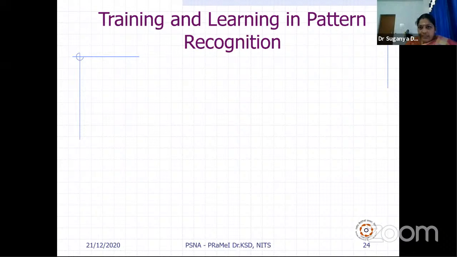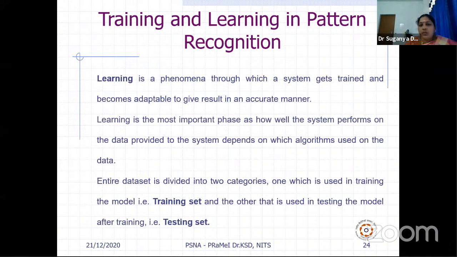So, training and testing in pattern recognition. Learning is a phenomenon through which a system gets trained and becomes adaptable to give results in an accurate manner. So learning is the most important phase, as how well the system performs depends on the data provided to the system and on which algorithms are used on the data.